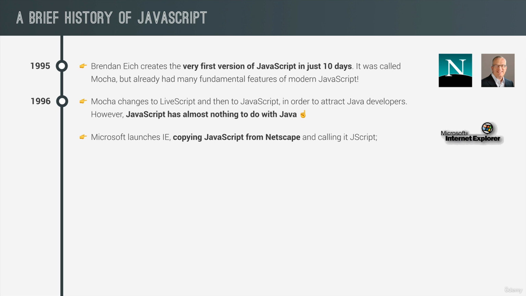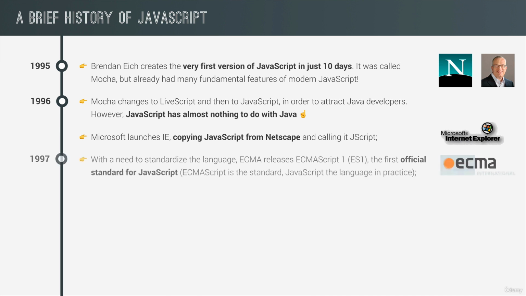And so, with the internet growing like crazy around this time, people realized they needed to standardize JavaScript. So the language was submitted to an independent standard organization called ECMA, which in 1997 released ECMAScript 1, or ES1. This was the very first official standard for the JavaScript language. And with this, every browser could now implement the same standard JavaScript. In the real world, we usually use the term ECMAScript to refer to the standard, while JavaScript is used when we talk about the language in practice, as it's implemented in browsers.